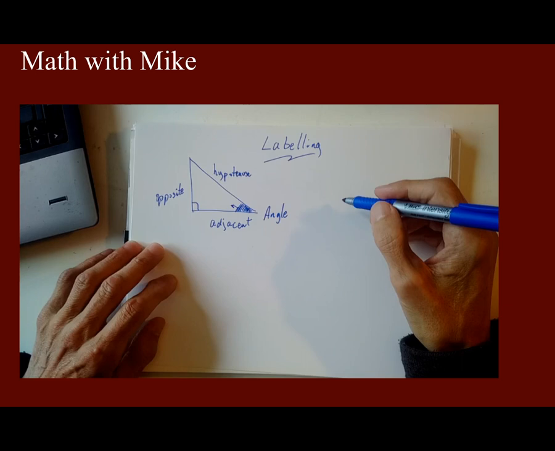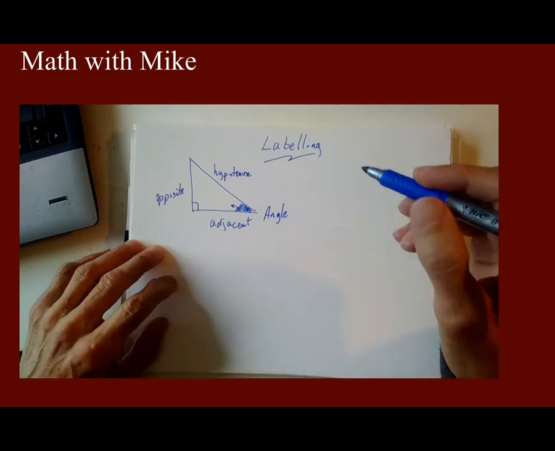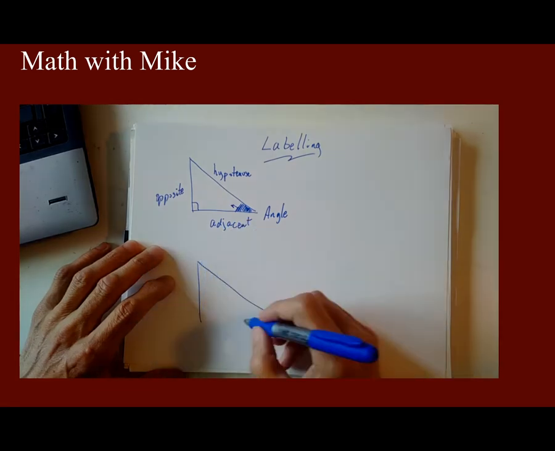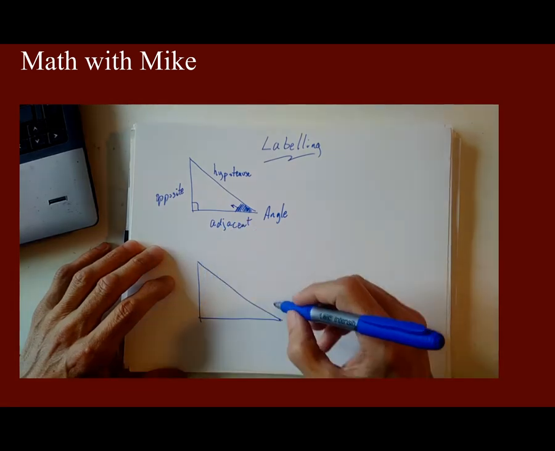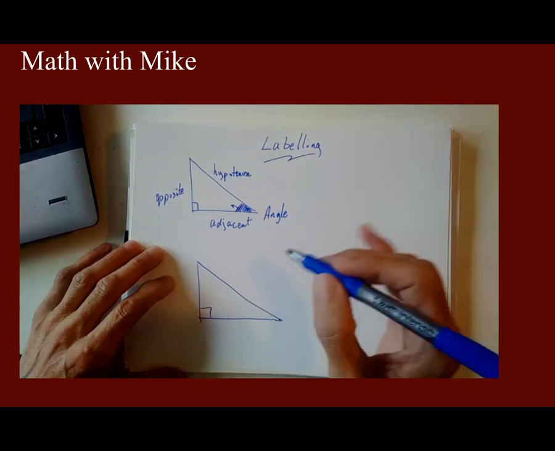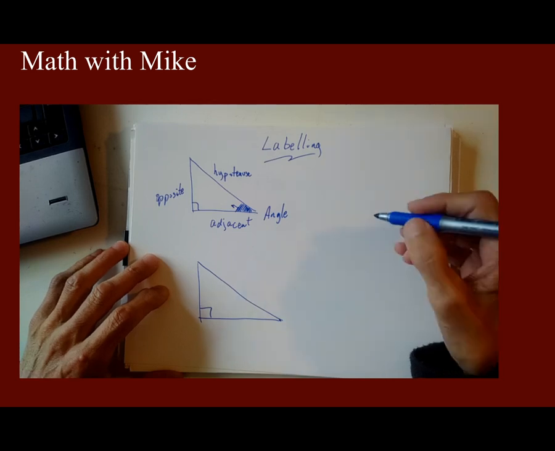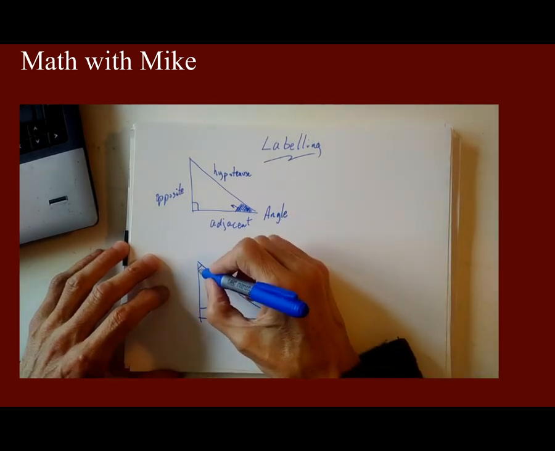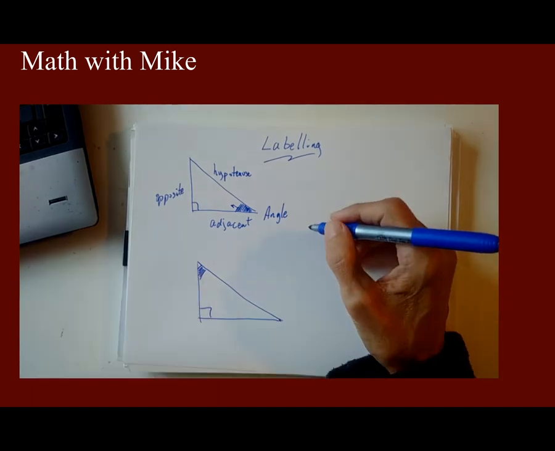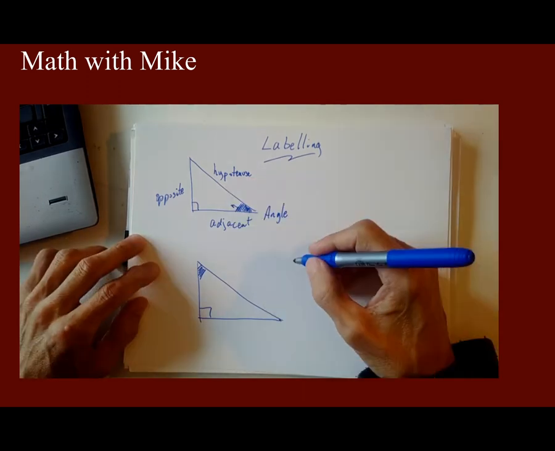Now, what could happen is the angle might be in a different location. Let's say, instead of having the angle at the bottom, as honestly it's often going to be just because of the way we set up problems in class and such, but in life not necessarily. So let's say the angle is up here instead. Well, how does that affect what the sides are going to be?